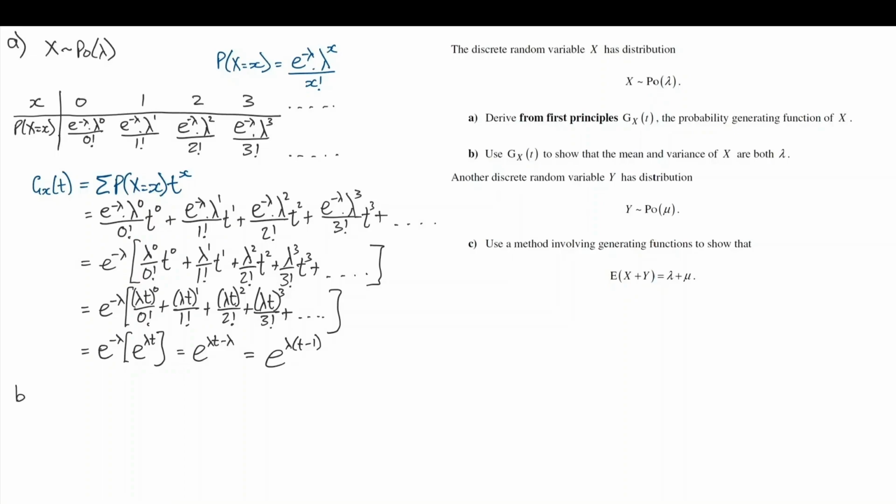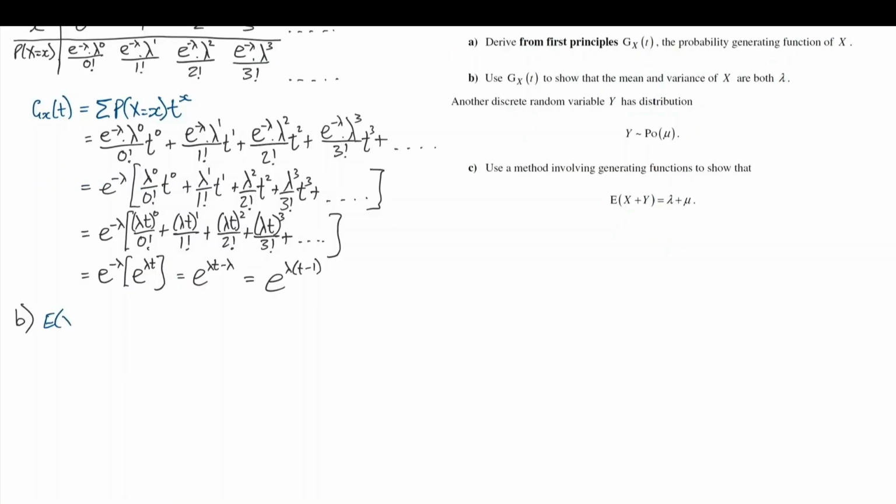In part B of the question, we're asked to use G_X of t to show that the mean and variance of x are both lambda. Okay, so the way that we use a generating function to calculate the mean, we know the expectation is G dash with 1 substituted in. Let's get an expression for G dash of t. We're going to differentiate. I bring down the derivative of the power, so that's just going to be lambda, and I multiply it by e to the lambda t minus 1.